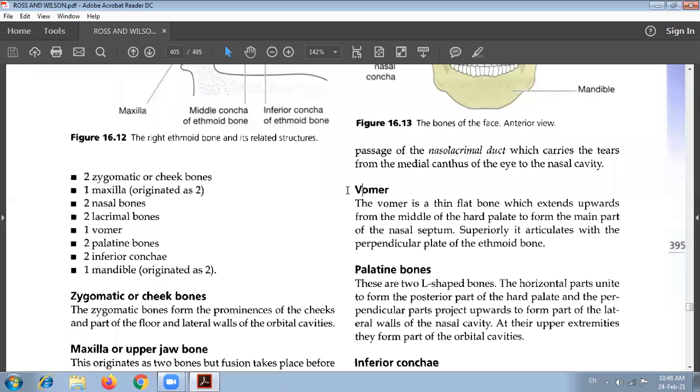Vomer. The vomer is a thin flat bone which extends upwards from the middle of the hard palate to the main part of the nasal septum. Superiorly, it articulates with the perpendicular plate of the ethmoid bone. Okay, this is the vomer.